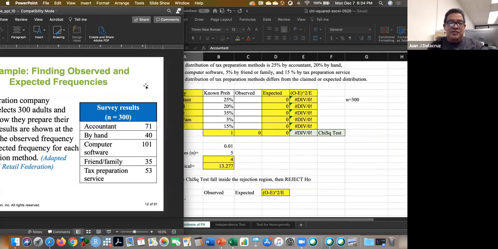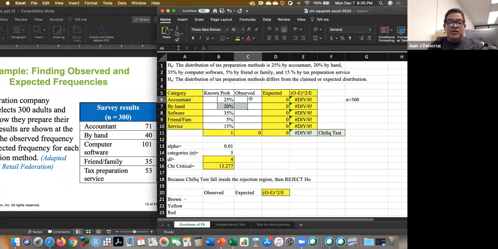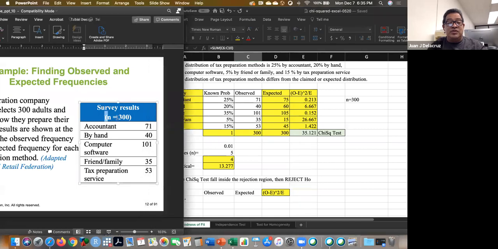So before doing this, oh no, let's do this. So we have the observed. So when I do my survey, I have 71 people here. So I have 40 people here. I have 101 here. I have 35 in the next category, and I have 53 in the last one. So what happened is I have 300 people. That's what my survey is all about. I have a sample size of 300.